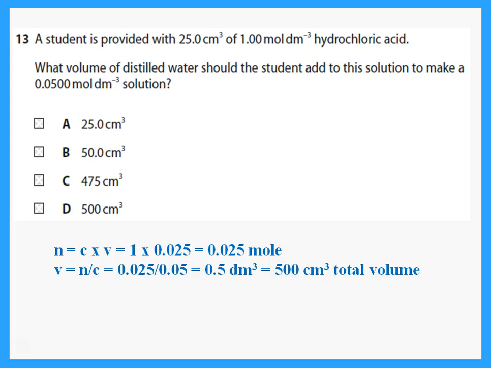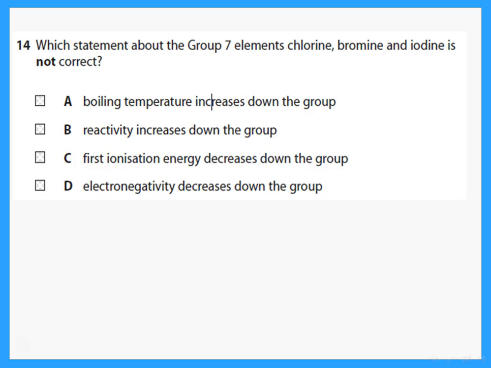But he's saying what volume of distilled water should the student add to this? He already has a solution that is 25 centimeter cubed. So what volume of distilled water should I add? From my calculation, I should have a total of 500. But then I have 25, so I should add how much of water to the 25? I should add 475 of water to the 25 so that the total volume would be 500 and the concentration is 0.05.